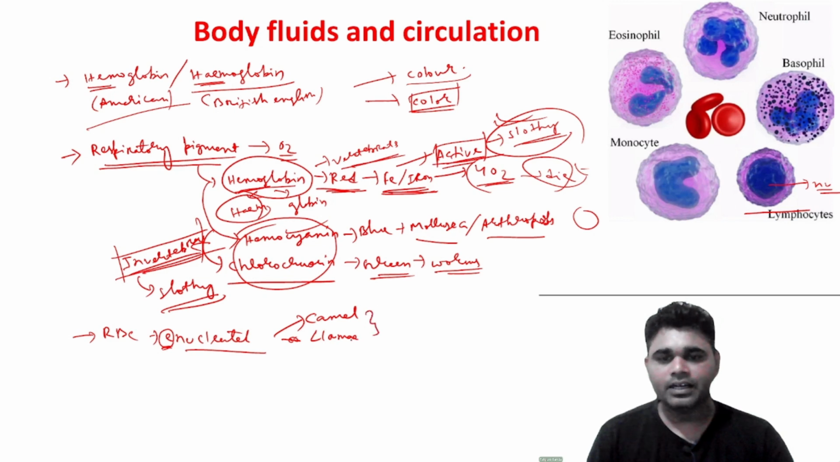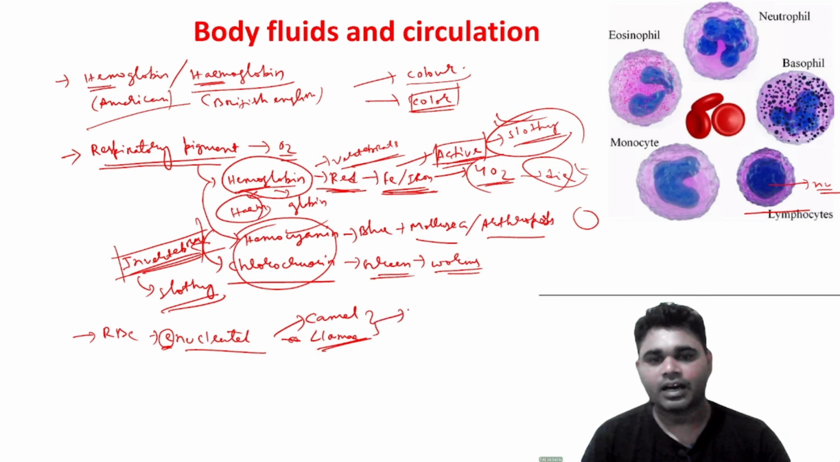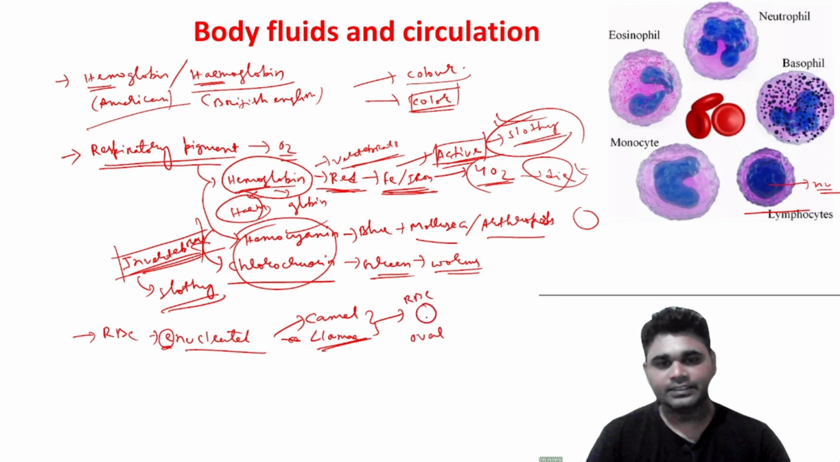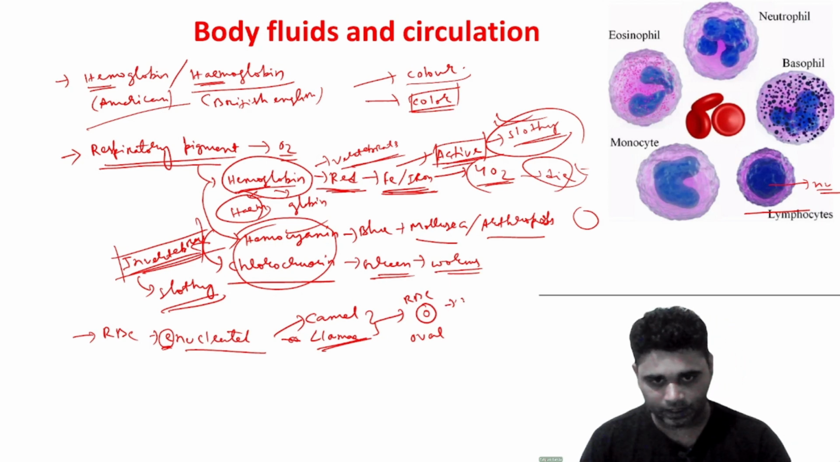So, in the camel and the llama, which are also from the camel family, the RBC is oval and it also contains a nucleus. So, the RBC of the camel and the llama is oval and nucleated.